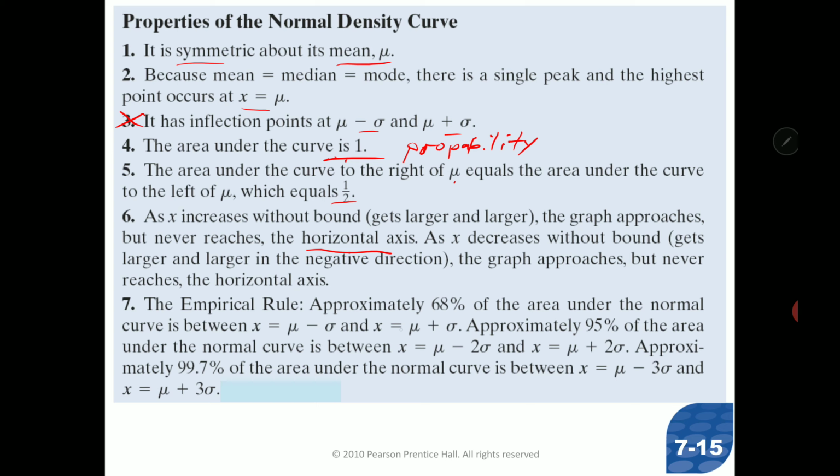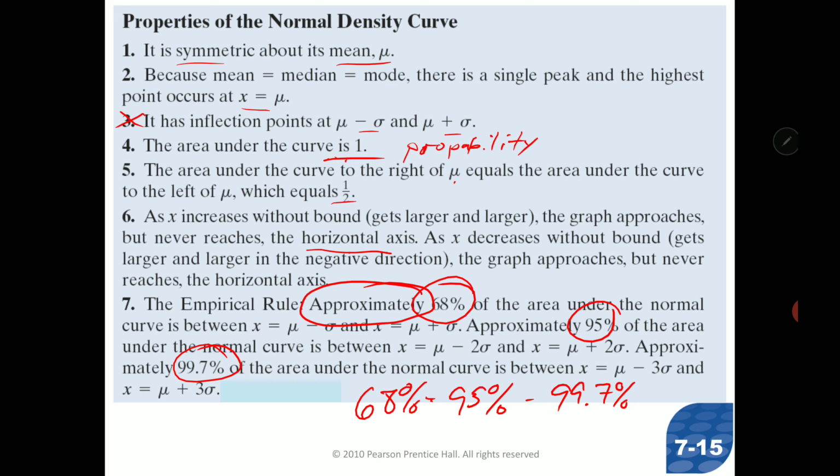Okay, and then we have the empirical rule. So we're going to talk about the empirical rule. When we talk about it, just know it's often called the 68, 95, and 99.7 rule. The empirical rule is an approximation. It is a well thought out approximation, but it's still just an approximation.